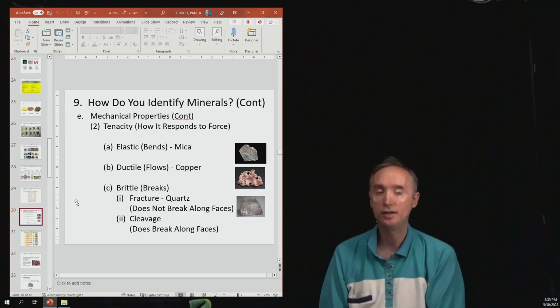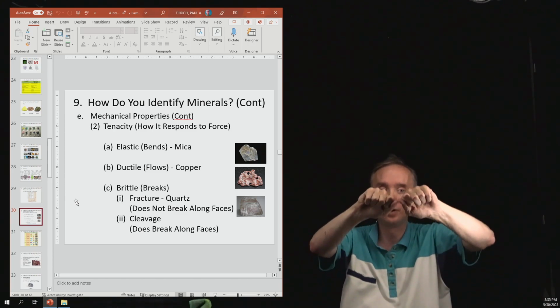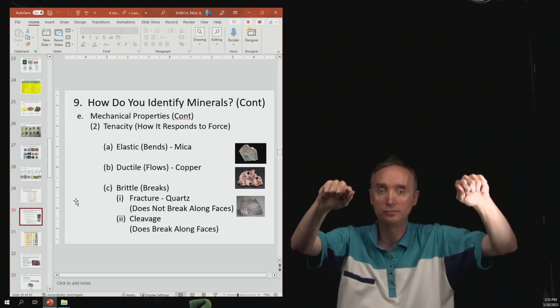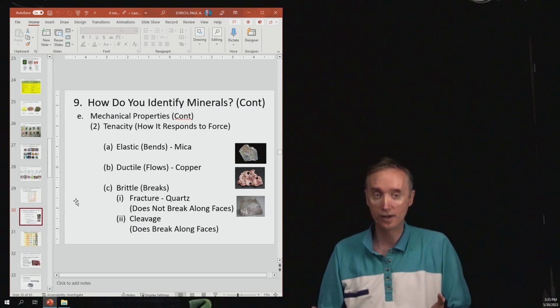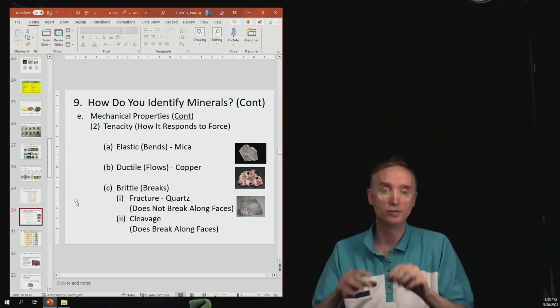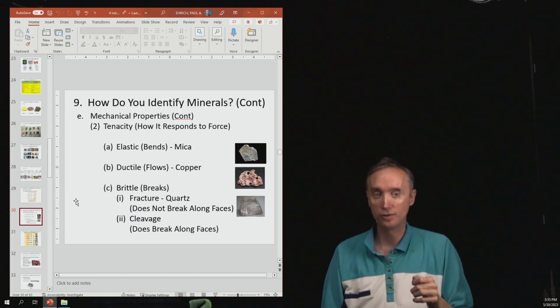Okay, another one is it could stretch. So whenever you pull on it, it's going to pull out like taffy. And so an example of that would be copper. And the reason why that's important is you can take copper and you can turn it into wires. Okay, then other minerals, when you apply a force to them, they're going to break. That's going to be brittle.